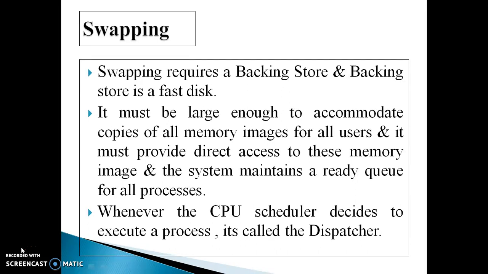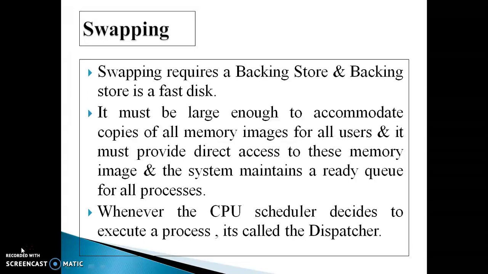Swapping requires a backend store, and the backend store is a fast disk, as mentioned in the diagram. It must be large enough to accommodate copies of all memory images for all users, and it must provide direct access to these memory images, and the system maintains a ready queue for all processes.